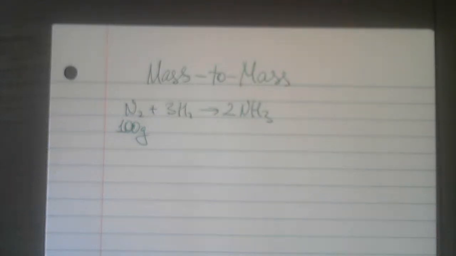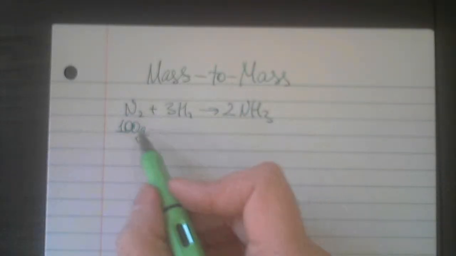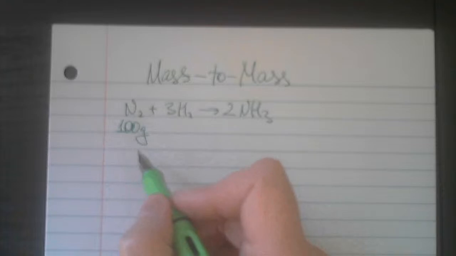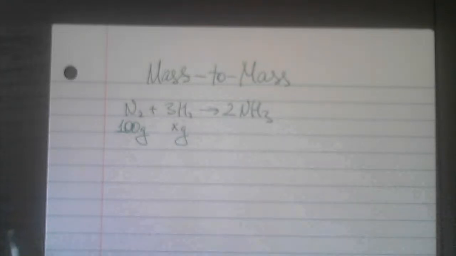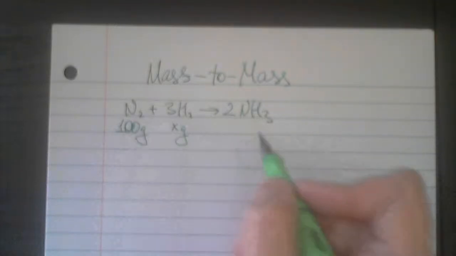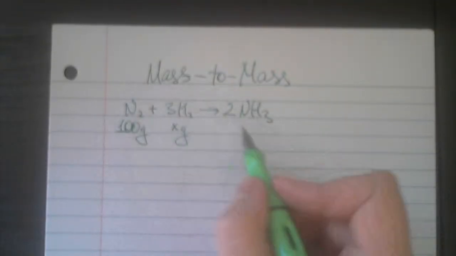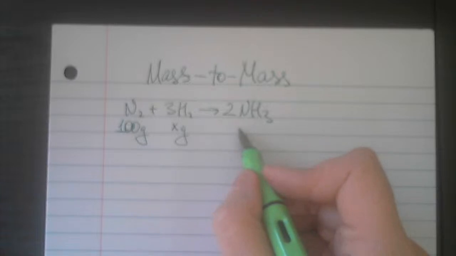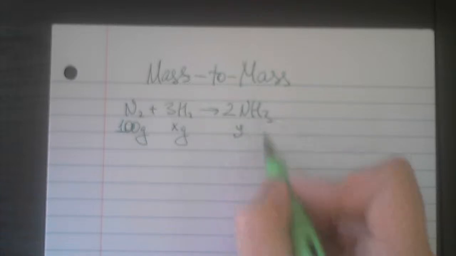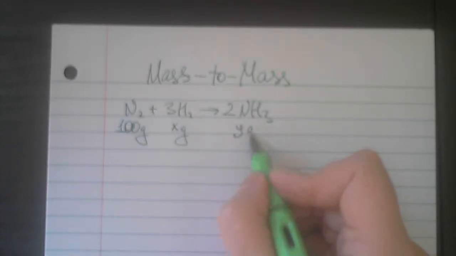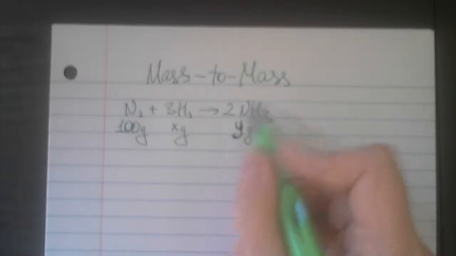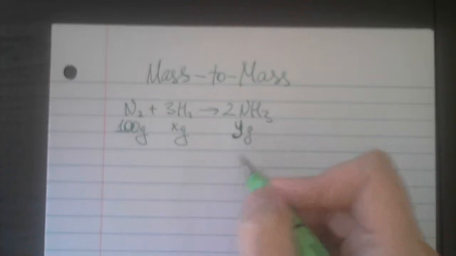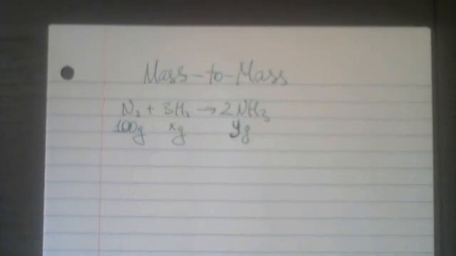grams of nitrogen, and I am asked, okay, if this is the amount of reacting nitrogen, how many grams of hydrogen would I need to react with it? And as a result of this reaction, how many grams of ammonia will be released or produced as a result of this reaction?